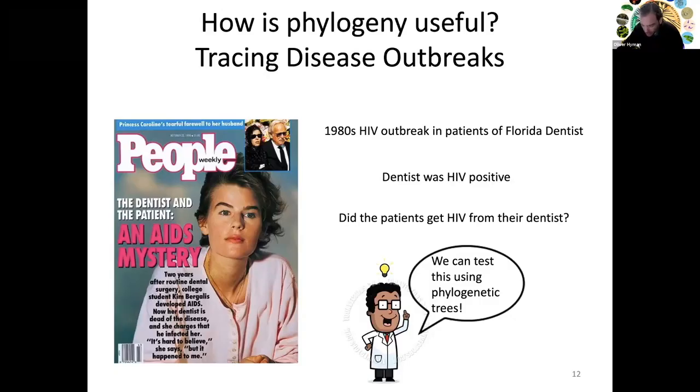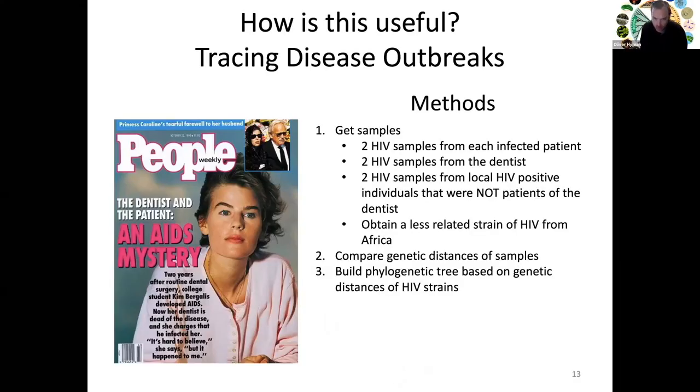until some scientists came up with the great idea of using phylogenetic trees to address this question. And so what they decided to do was basically from each infected patient, they took 2 HIV samples. So they got 2 samples of blood, and they genotyped the HIV in that sample of blood. Then they got 2 samples from the dentist and looked at the DNA sequences of his strain of HIV. They also got HIV samples from local HIV positive individuals that were not patients of the dentist, and then finally obtained a less related strain of HIV from Africa.